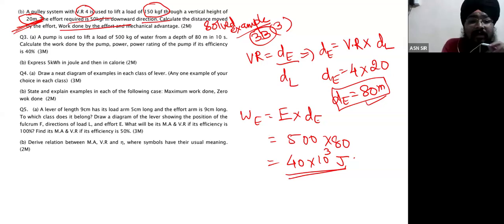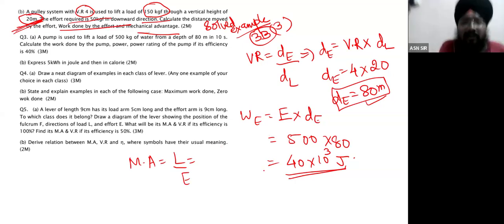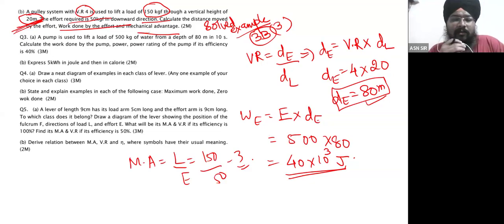Third thing they're asking is the mechanical advantage. Mechanical advantage is load upon effort. Load is given as 150, and effort is known as 50. If you divide 150 by 50, that will be 3. That is load and effort, so that is the mechanical advantage.